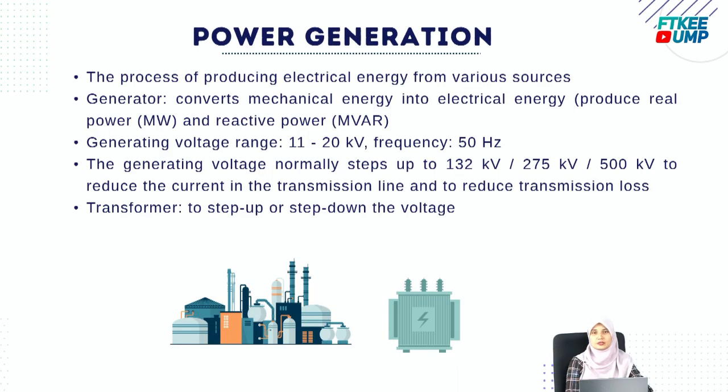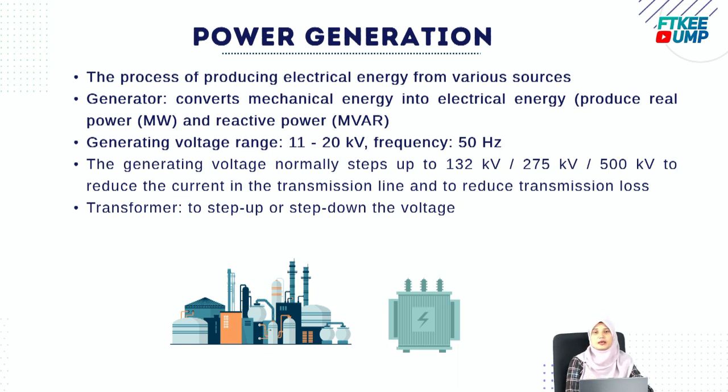Now let's take a look at what power generation is. Power generation is the process of producing electrical energy from various sources, and it has a generator which converts mechanical energy into electrical energy, and it produces real power in megawatts and reactive power in MVAR. The generating voltage range is between 11 to 20 kV with a frequency of 50 Hz. This 50 Hz is actually for Malaysia.